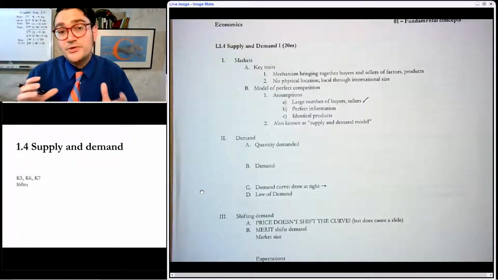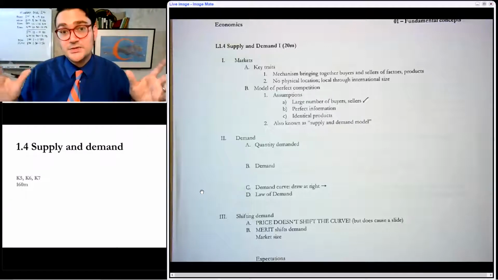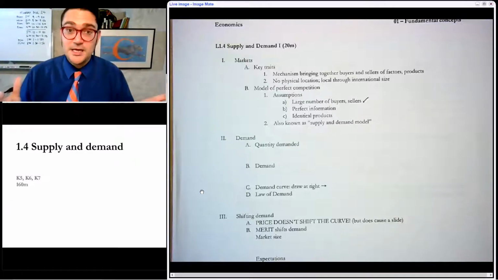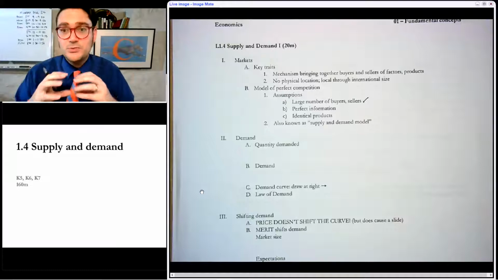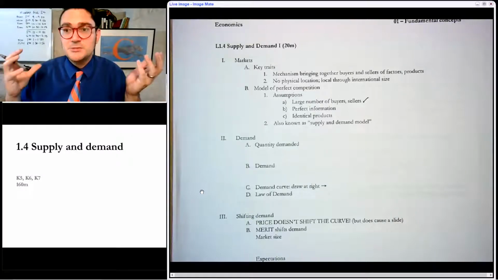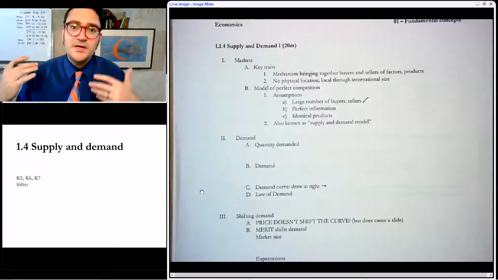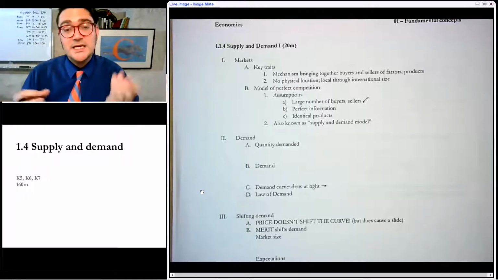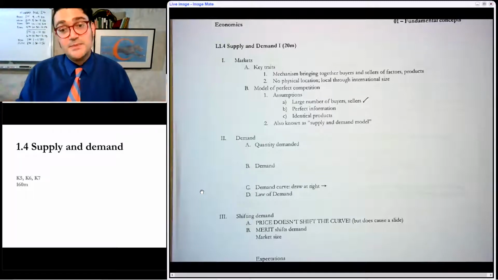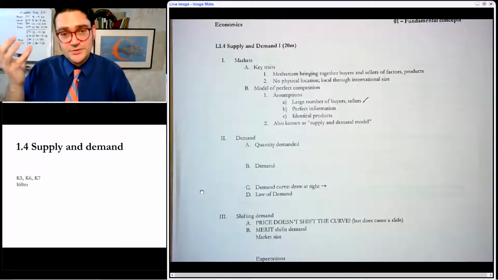The model that we're going to use to model this market and others is called the supply and demand model. We'll use it in other circumstances as well. It's probably the most important model in all of economics. It allows us to think about how markets set prices and how markets determine how much to produce. So in order for us to understand the model, we have to understand supply, and we have to understand demand.